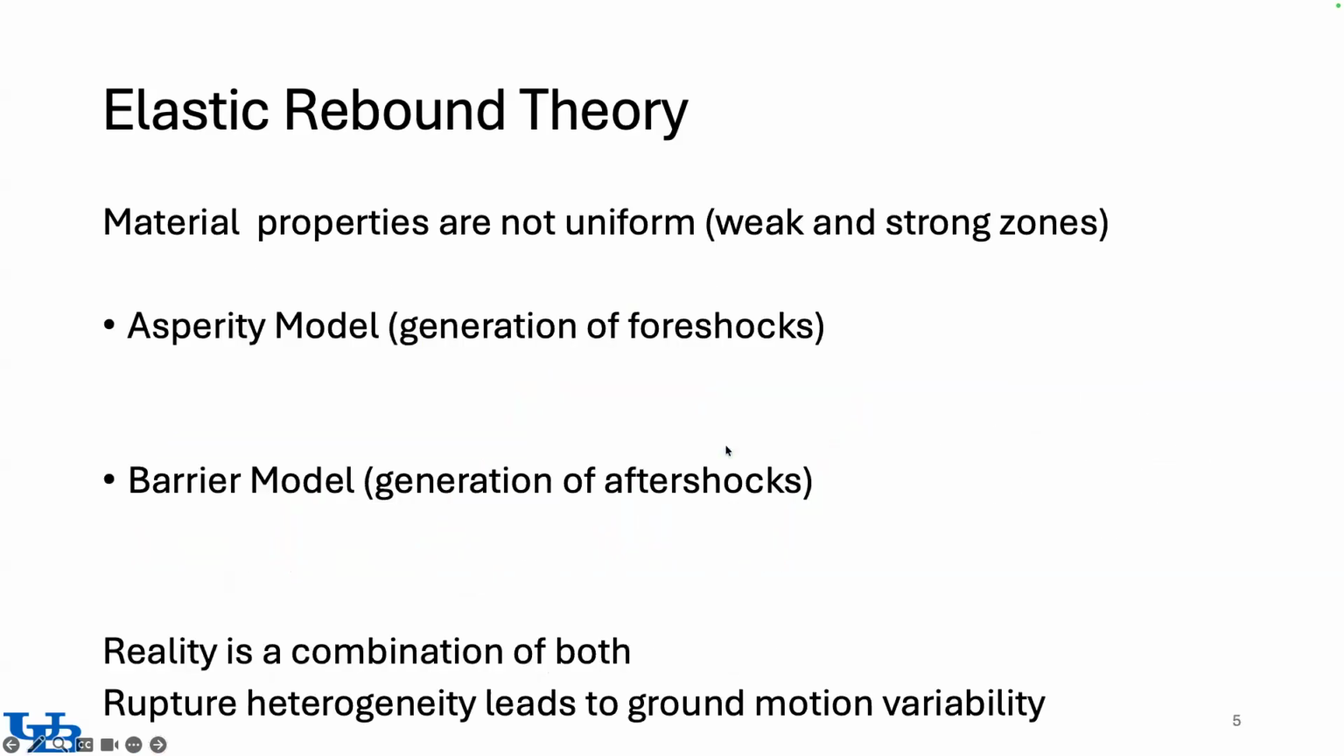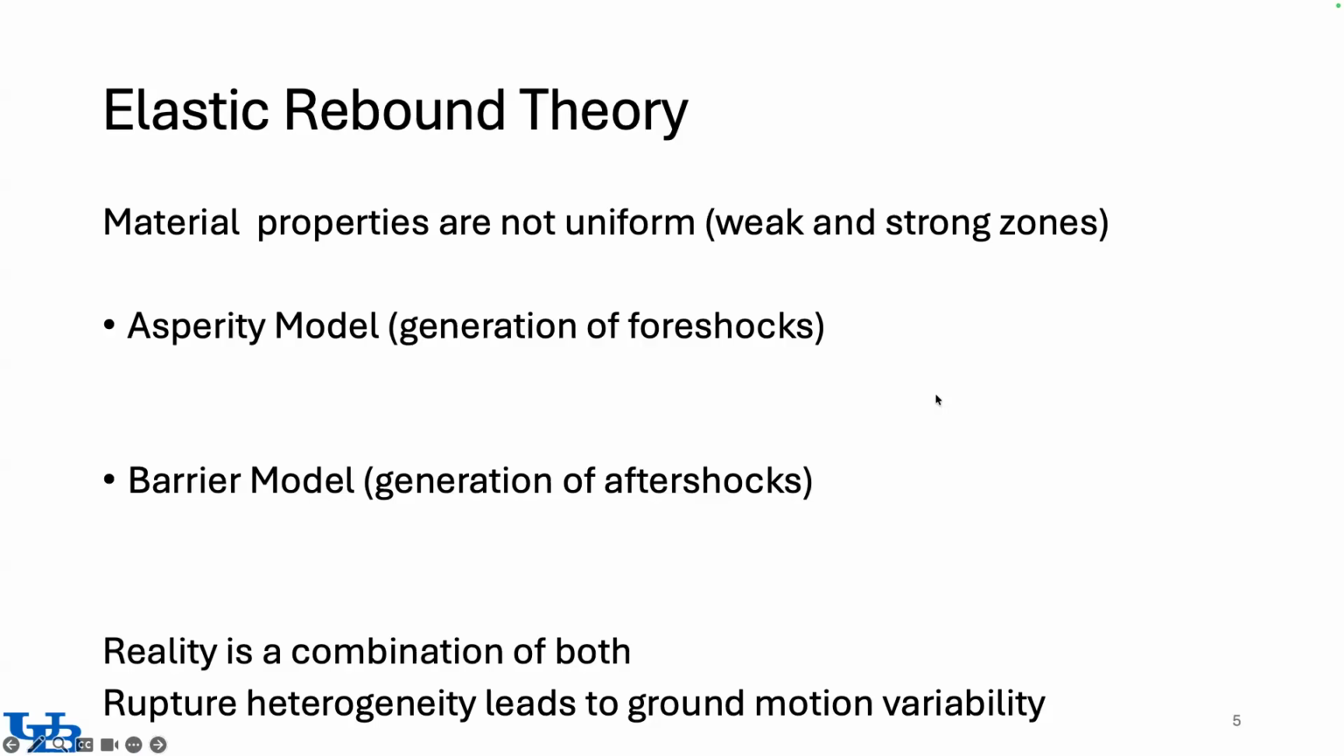And the general theory that describes earthquakes and how they load and unload is the elastic rebound theory that was developed by Reid in the early 20th century. And what that tells us is that when we have an entire fault, we can no longer assume that the material properties on the fault are uniform. So we have what we call asperities, which are areas where the crust is stronger, and so it takes more shear force to cause them to slip.